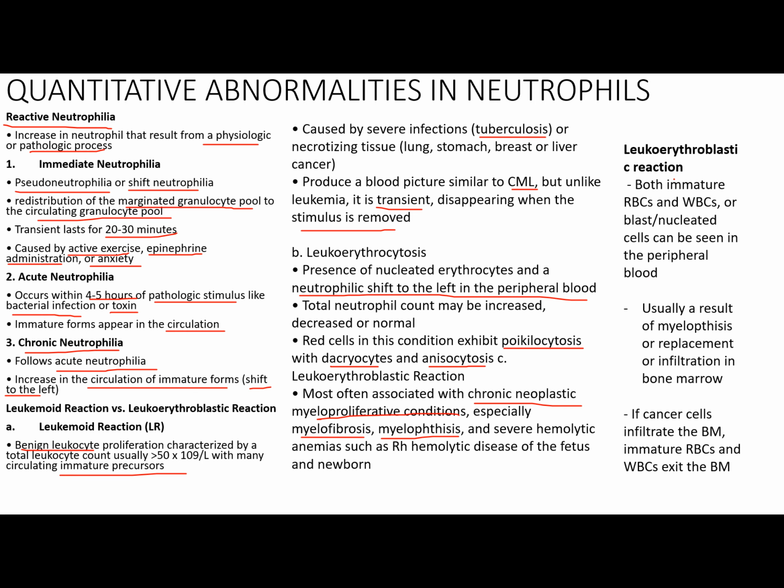Now, take note, class, that your leukoerythroblastic reaction would involve both immature RBCs and WBCs, or blasts and nucleated cells, seen in the peripheral blood, usually a result of myelophthisis, or replacement or infiltration of the bone marrow. If cancer cells infiltrate the bone marrow, immature RBCs and WBCs may exit the bone marrow.